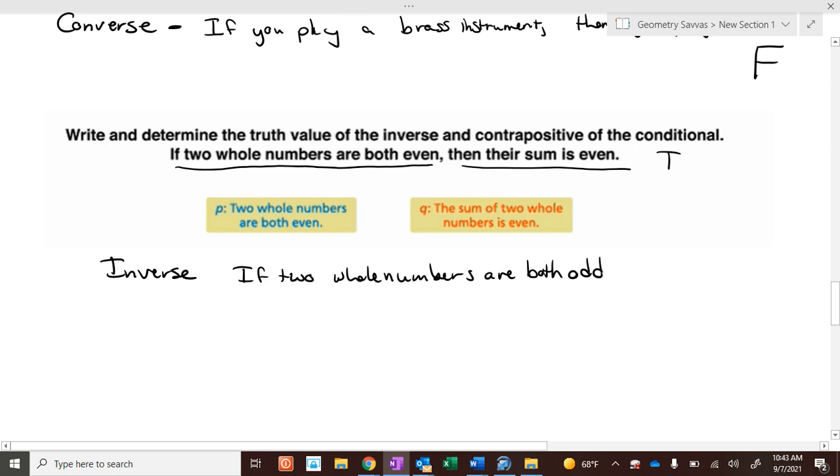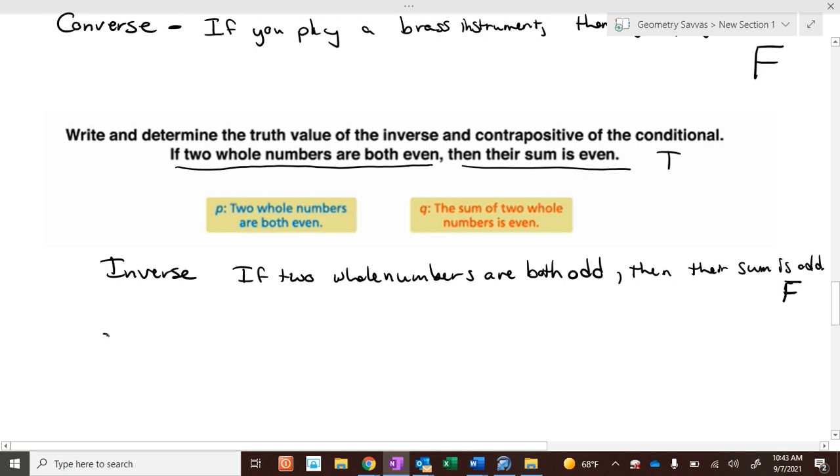Odd. Not even is odd, right? Okay. If two whole numbers are both odd, then their sum is odd. Okay? Let's look at an odd number plus an odd number. 1 plus 3, 4. Is that an odd number? No. So this is a false statement.